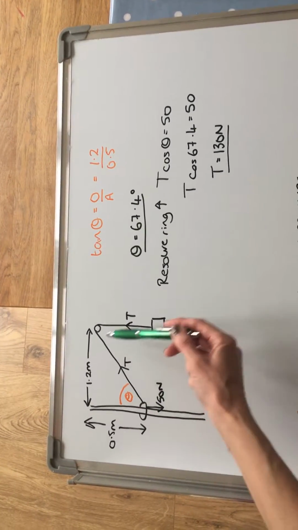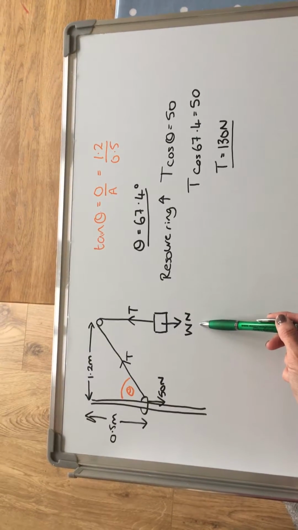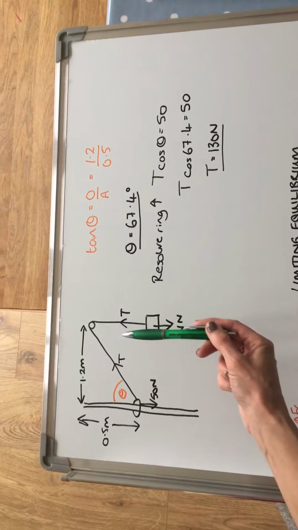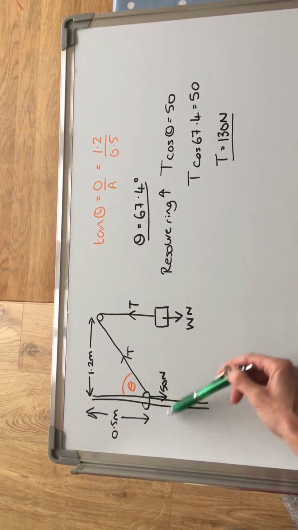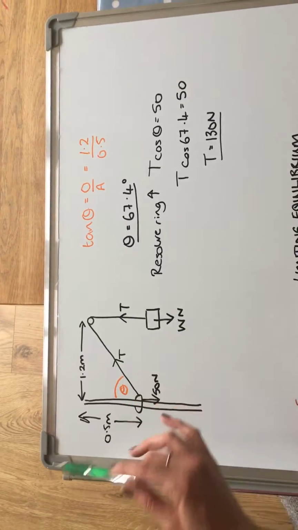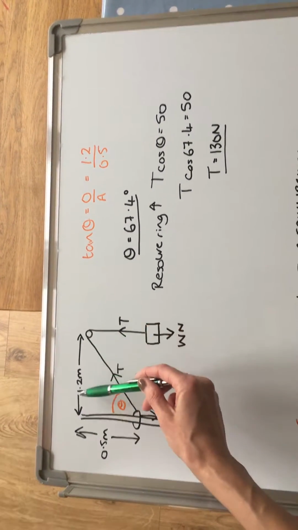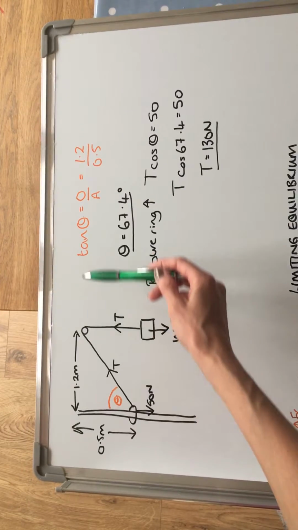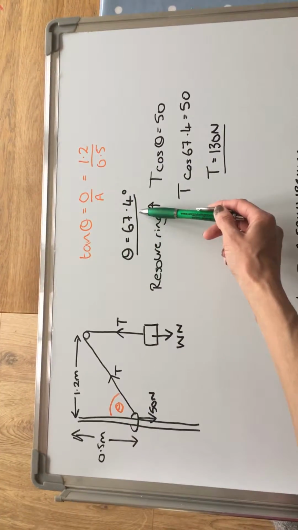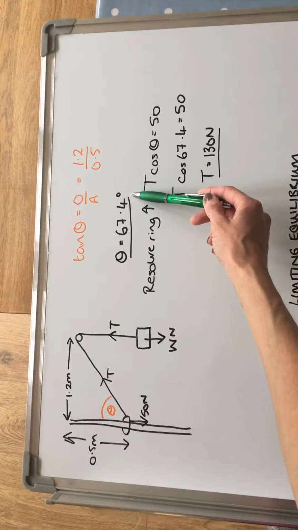We need to work out what the weight of this mass here is. So, if it's in equilibrium with no friction, these are the only forces that apply, and we're going to resolve this ring vertically. But first we need to find this angle. Forgetting about forces, we're going to use the fact that this is a right angle triangle and say that tan of theta is opposite over adjacent and work out our angle to be 67.4 degrees.